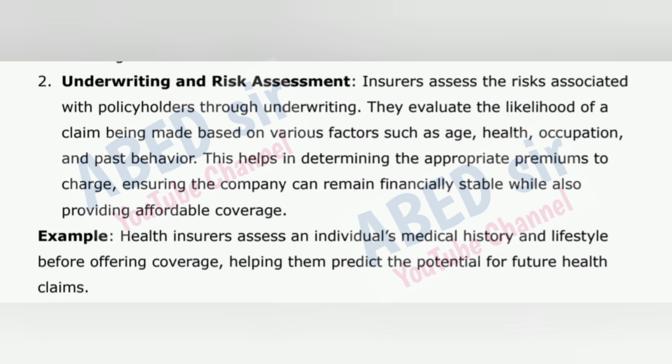2. Underwriting and risk assessment. Insurers assess the risks associated with policyholders through underwriting. They evaluate the likelihood of a claim being made based on various factors such as age, health, occupation, and past behavior. This helps in determining the appropriate premiums to charge, ensuring the company can remain financially stable while also providing affordable coverage.